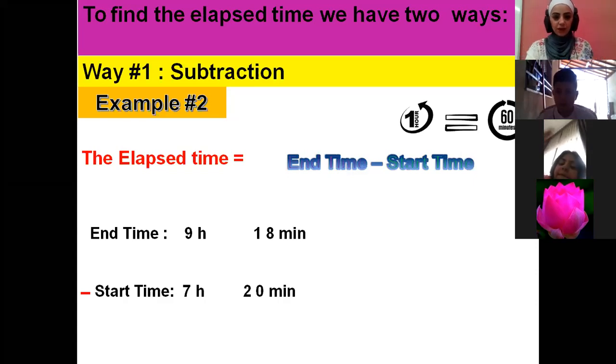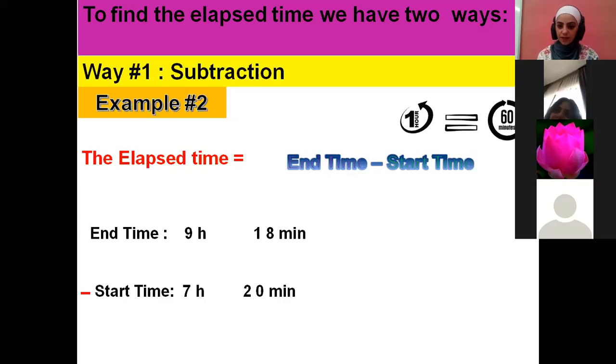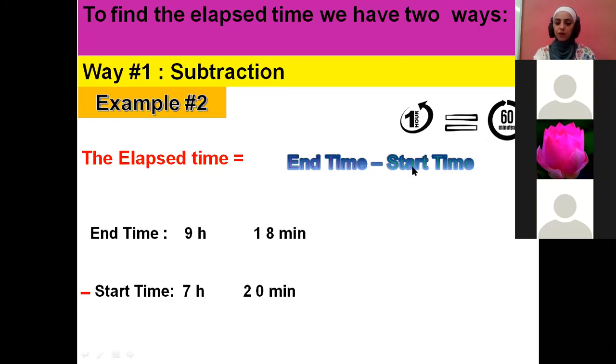Yalla, Lin. What do we start subtracting by? We're gonna find the elapsed time here. Elapsed time. At which one? End time or start time? Elapsed time, Lin, is by using both of them. See what's written? The elapsed time equals the ending time minus the starting time. What do you start subtracting first? Hours or minutes? Minutes, yes.